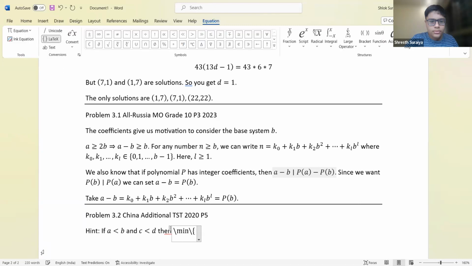Then minimum of A comma C plus minimum of B comma D is greater than or equals to minimum of, so like, B comma C and A comma D.